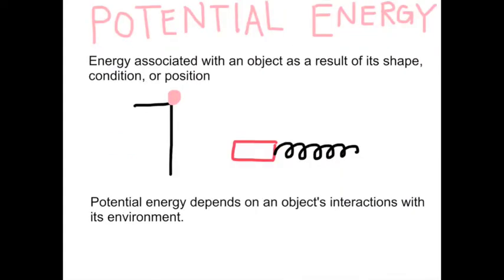An additional type of energy is potential energy. This has to do less with the object's properties and more with its shape, condition, or position. In other words, its interactions with its environment.